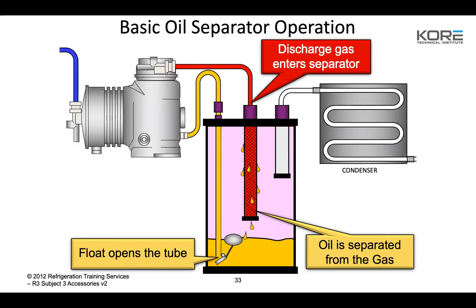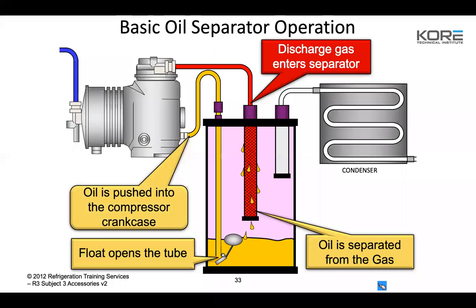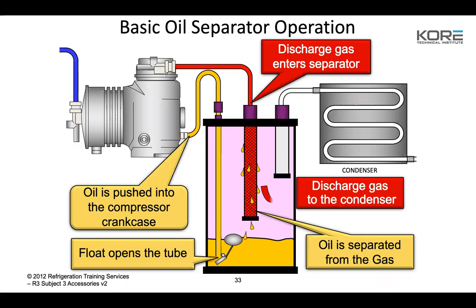So there's your graphic. It separates the oil from the discharge. The high pressure pushes down. When the float opens, that high pressure pushes down on the oil, sends it up through the tube, and then sends it actually to a float, not directly to the compressor. And then the discharge gas keeps moving downstream to the condenser.